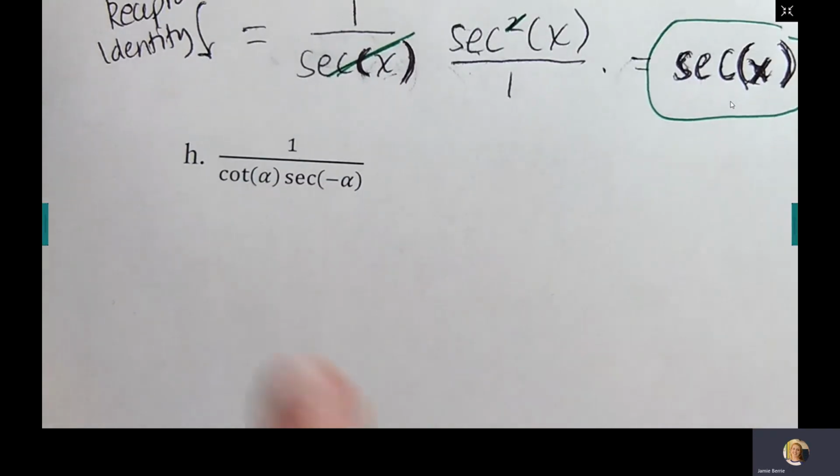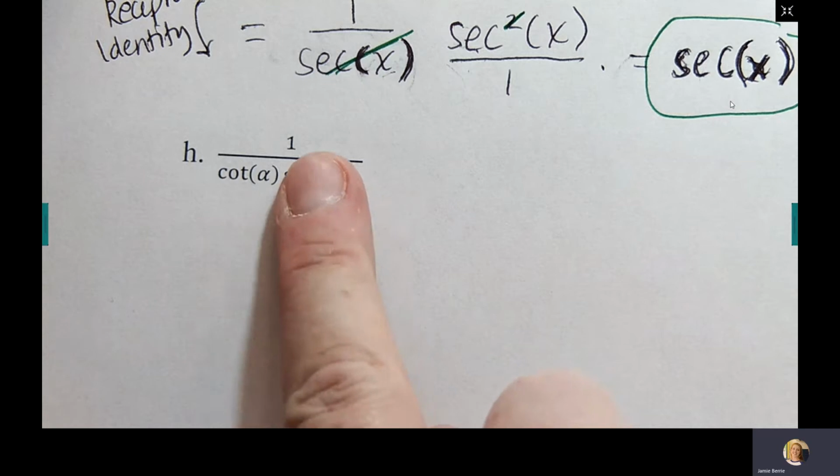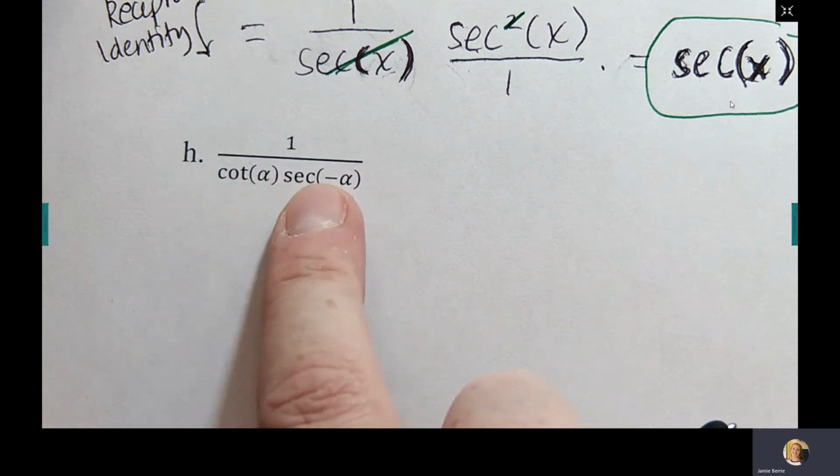First thing I see here when I look at this is that negative angle. So I know I'm going to have to use an even-odd identity. So I have 1 over cotangent alpha. This is the Greek letter alpha.